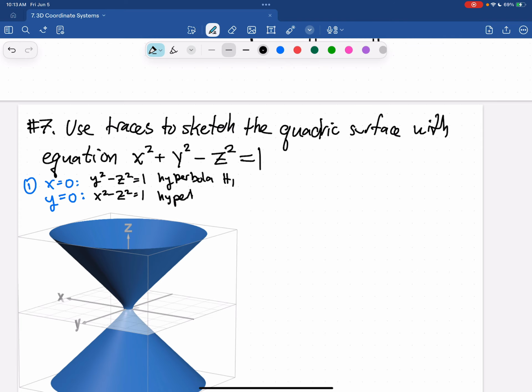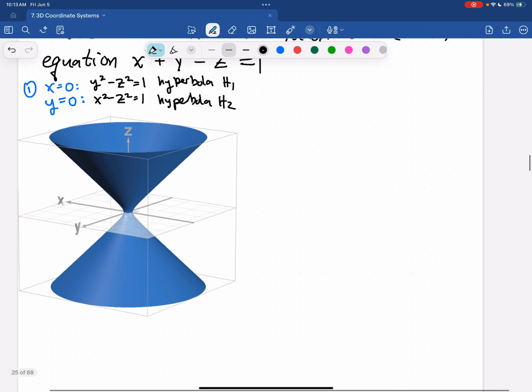hyperbola, h2. If we were to place h1 and h2 on this surface already to see what's happening, I'll do another sketch from scratch further down, but this is just to pair things up. H1 we know is in the x is equal to 0 plane, so it's on the yz plane, so we can draw it like this.